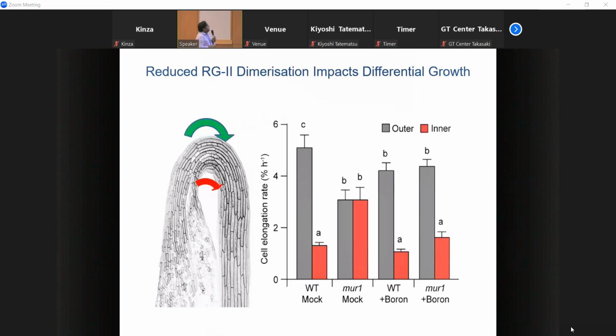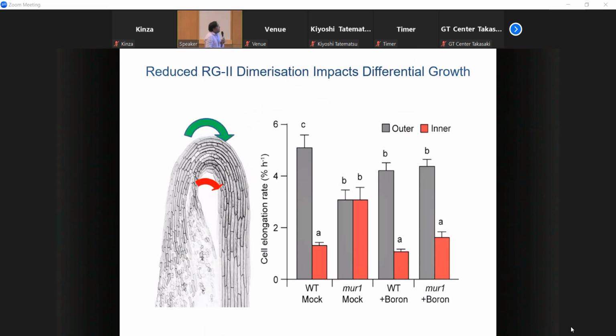As we know, differential cell elongation takes place with faster elongation on the outer side and slower elongation on the inner side. So we checked the cell elongation rate in the MUR1 hook, and we found that in the wild type, you can see the difference between the outer side and inner side. In MUR1, the outer side and inner side are more or less the same. And interestingly, when we provided boron, it is like the wild type.